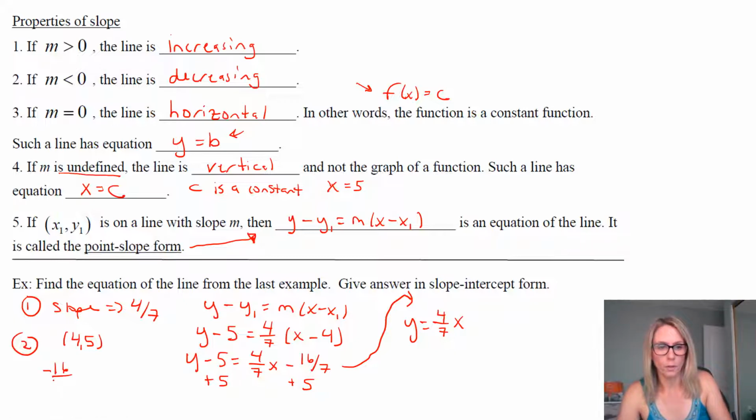I'll do that over here for anyone who might not be using their calculator. So we just want to write 5 with a denominator of 7. So 7 times 5 is 35. Notice 35/7 is 5, but it allows me to add the two fractions together. And when I do that, it looks like I'm going to end up with a positive 19/7. Yes.